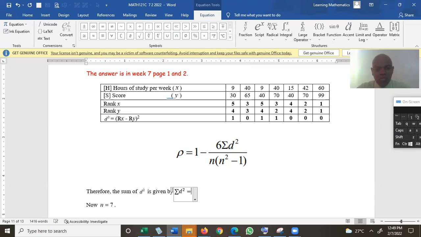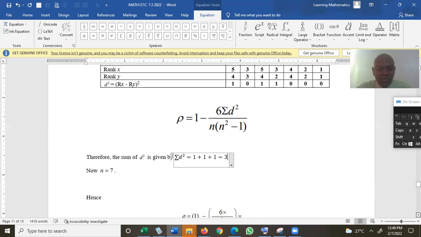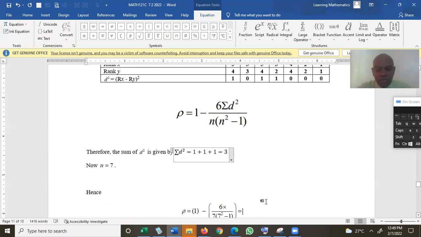The sum of D squared is equal to 1 plus 1 plus 1. Well, it doesn't really make sense to include the 0s, because anything plus 0 is the same thing. So 1 plus 1 plus 1 gives us 3. All right, so the sum of D squared is 3. Our n is 7. The n is the number of pairs: 1, 2, 3, 4, 5, 6, 7. So our n is 7. N is the number of pairs. So hence we substitute into the formula.